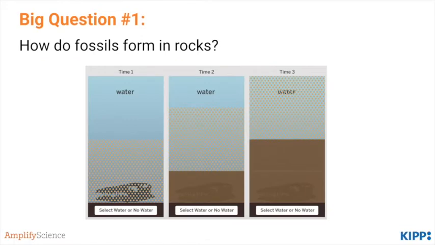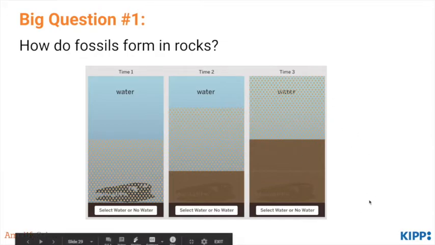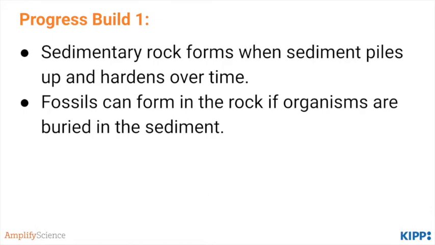As students prepare for the focus task, they use a modeling tool to model how fossils get covered by sediment, compacted over time, and ultimately become a part of a rock layer. By this point in the unit, students should be able to explain Progress Build 1. Sedimentary rock forms when sediment piles up and hardens over time. Fossils can form in the rock if organisms are buried in the sediment.